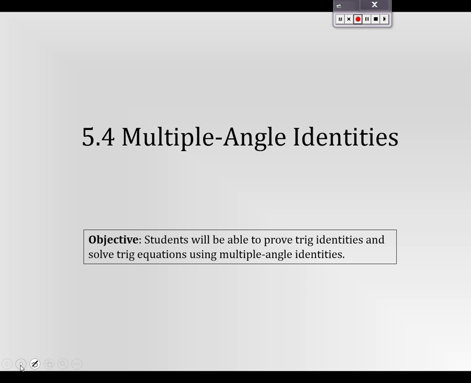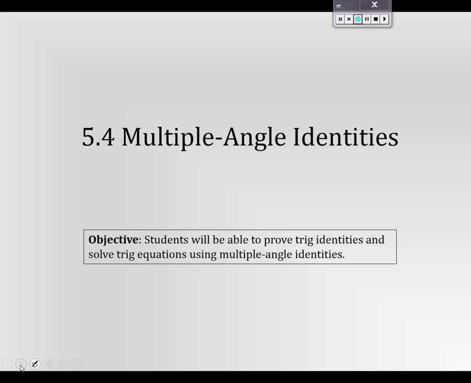All right. So today we want to discuss the last identities we're going to introduce to you. These are called the multiple angle identities. There are 3 sets that we're going to introduce today: the double angle identities, the power reduction identity, and the half angle identity.